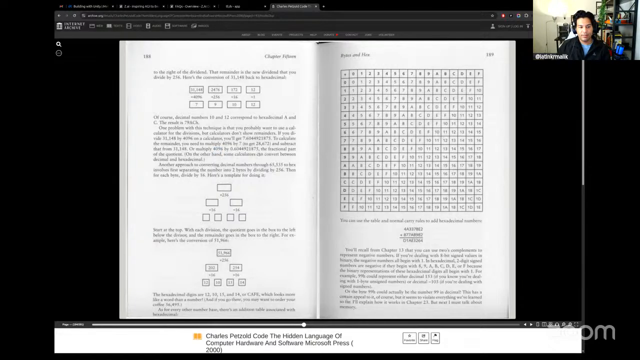On the other hand, some calculators can convert between decimal and hexadecimal. I remember my engineering calculator had the option of doing that. It was a nice Casio calculator.